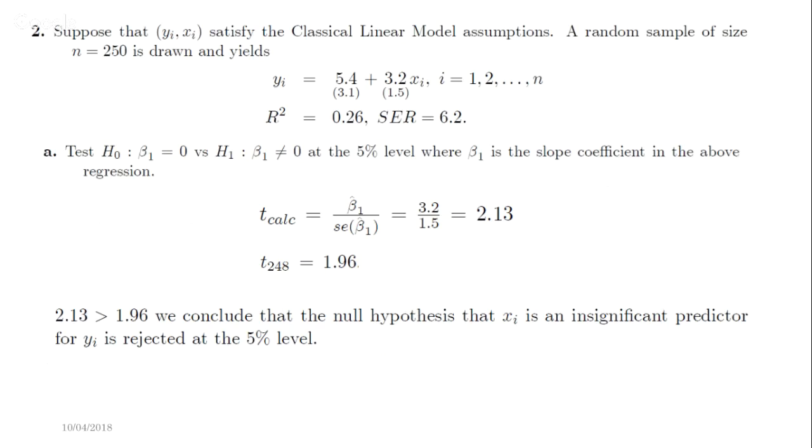It's 2.576, right? 2.58. Compared to 2.13, do you reject now? You reject or not? No, right? 2.13 is not larger than 2.58. Therefore, at 1%, you will not reject. There you go. It does make a difference. Any question?